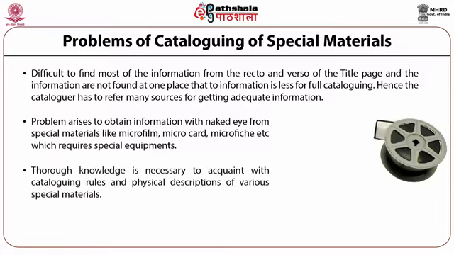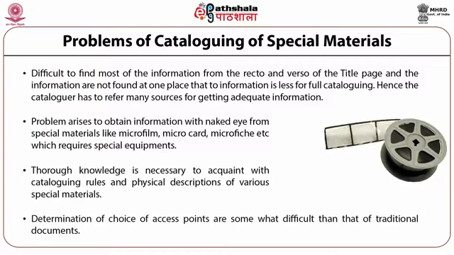Then thirdly, the rules for printed materials and periodicals are given specifically. But how to catalog special materials, non-book materials, is very difficult in the rules. So the cataloger must be thorough. He must read all the rules of the cataloging codes to know what is the suitable rule for choice of access point and for describing the special materials. So these are the problems that will be faced by the catalogers.